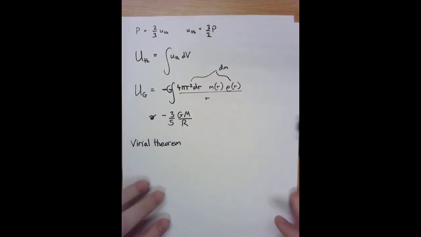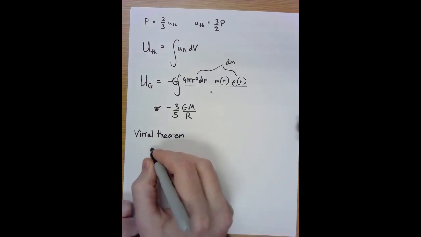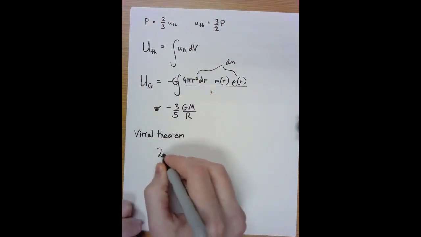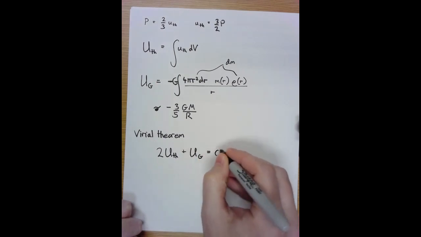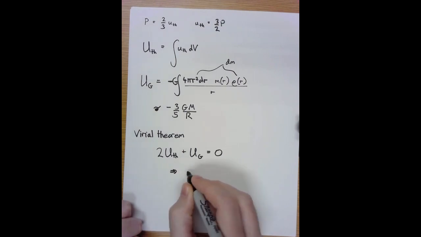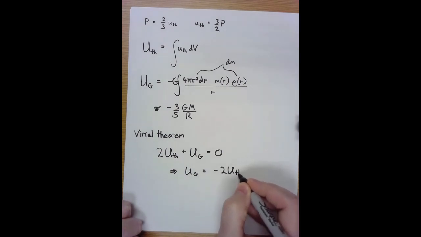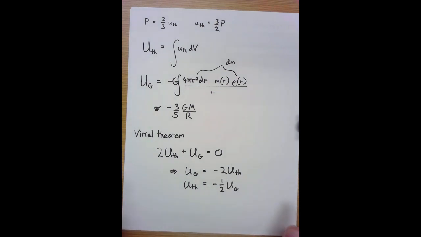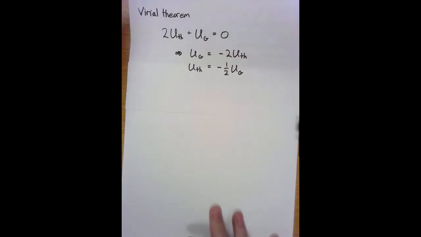and that simply says, and as I said, I'll derive this in the notes, it's also derived in the textbook, that so long as we can well describe the interior with an ideal gas, then twice the total thermal energy of the star plus the gravitational potential energy of the star is equal to 0. Or in other words, the gravitational potential energy is minus twice the thermal energy, or the thermal energy is minus 1/2 the gravitational potential energy. You can write it in any of these three ways. And this is an extremely useful theorem.